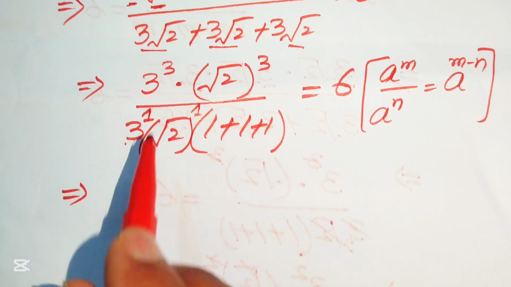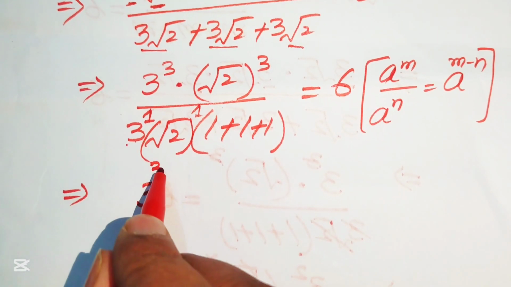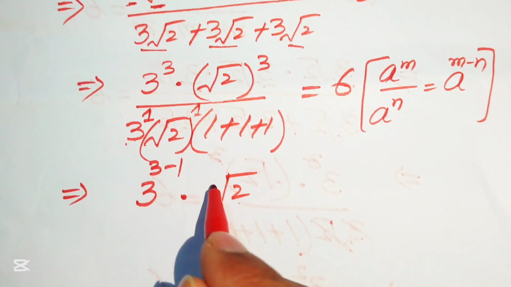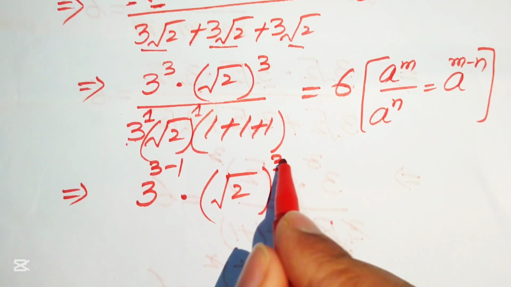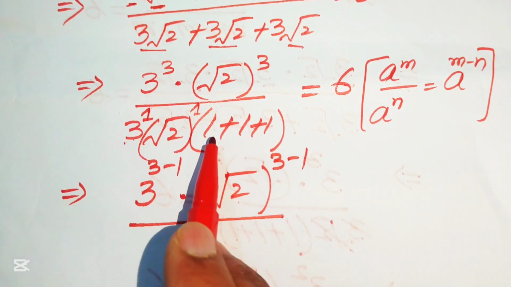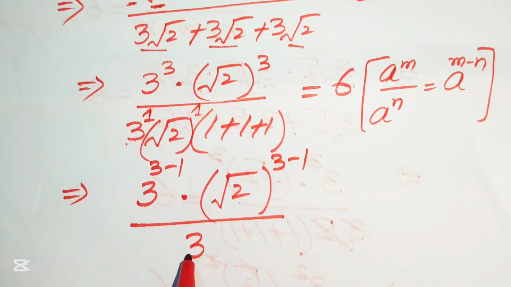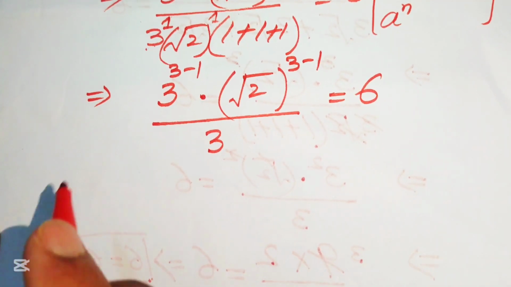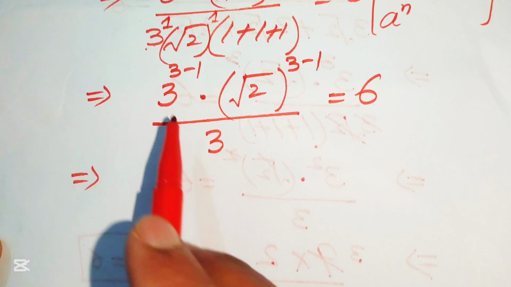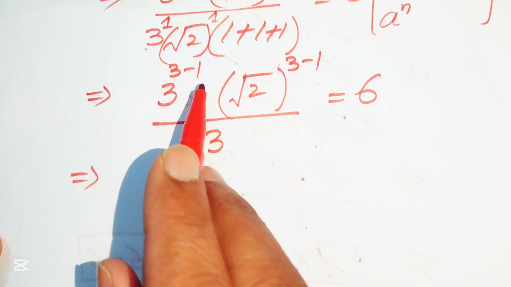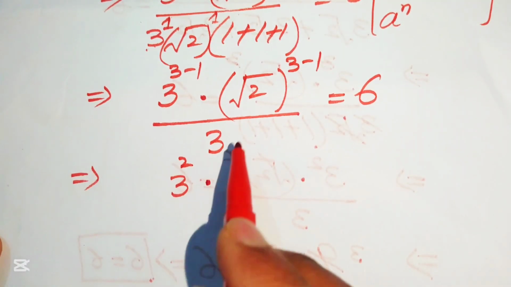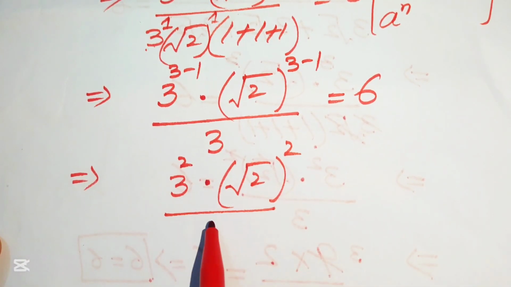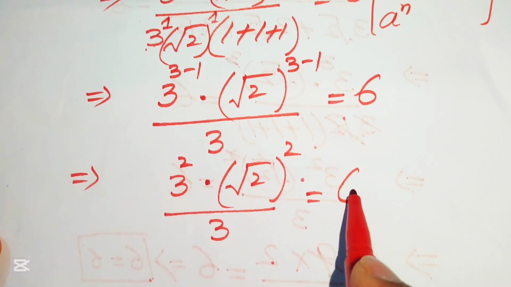Okay, so here we move this 1 to the upside and it will be written as 3 to the power of 3 minus 1 into, here we move this exponent to the upside and it will be written as square root of 2 into 3 minus 1, divided by, here you have 1 plus 1 plus 1 equals 3, and this is equals to 6. Okay, so here we need more simplification and here you have 3 to the power of 3 minus 1 equals 2, multiplied by square root of 2 to the power 2, divided by 3 is equals to 6.